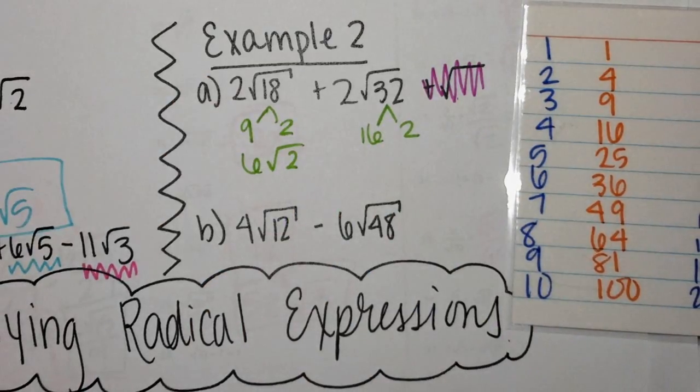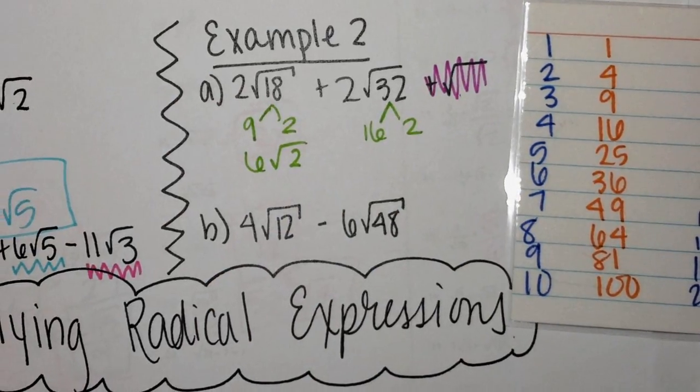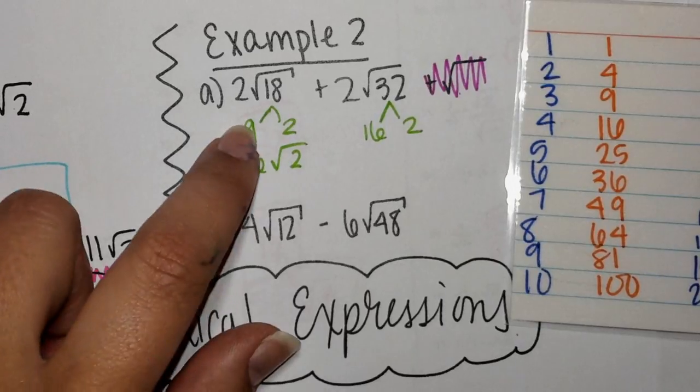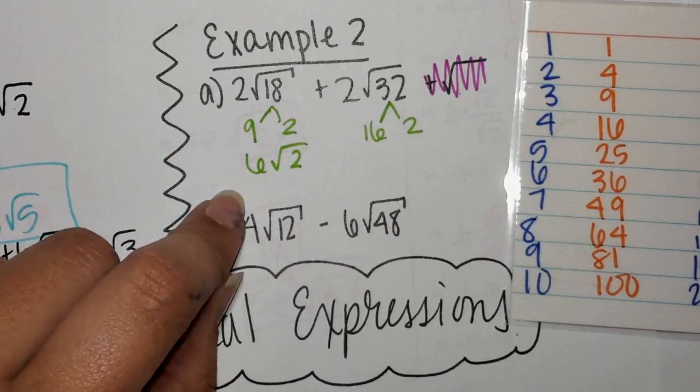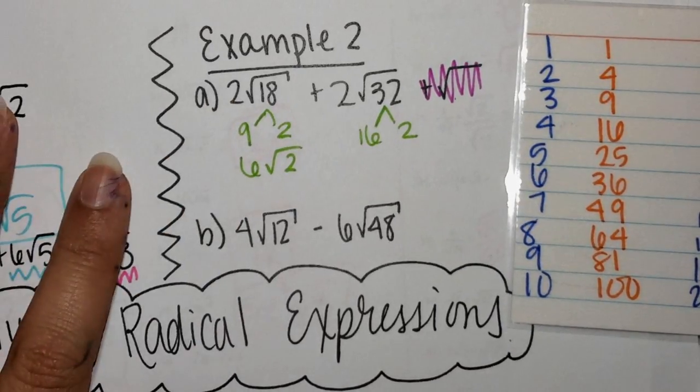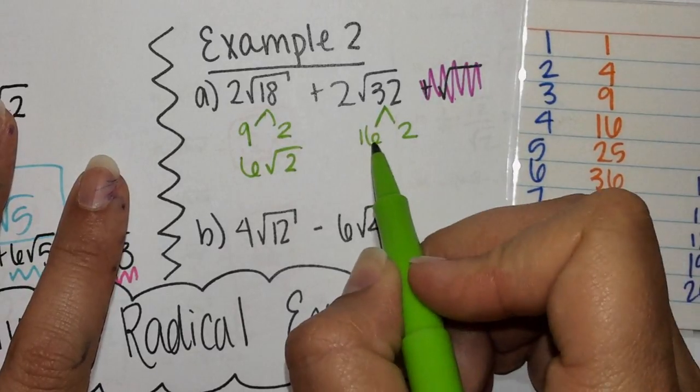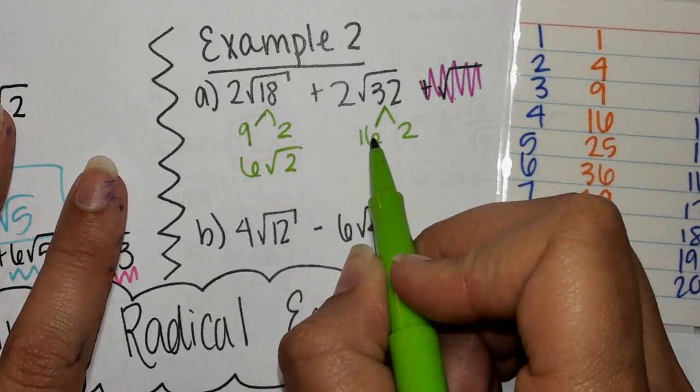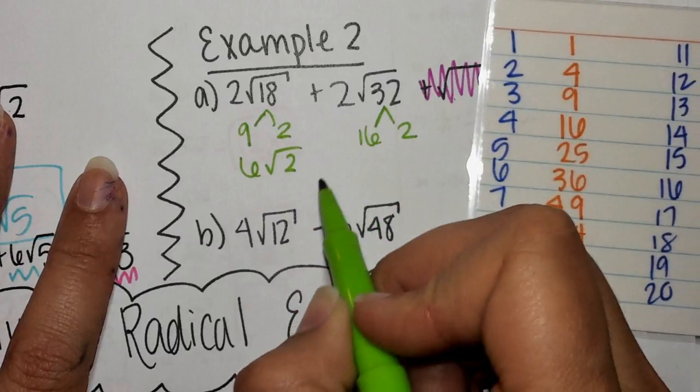Does everybody see where I got that from? I took the square root of 9 and got 3, and then I did 3 times 2 and I got 6. For this one, you would take the square root of 16 and get 4, and then 4 times 2 is 8.